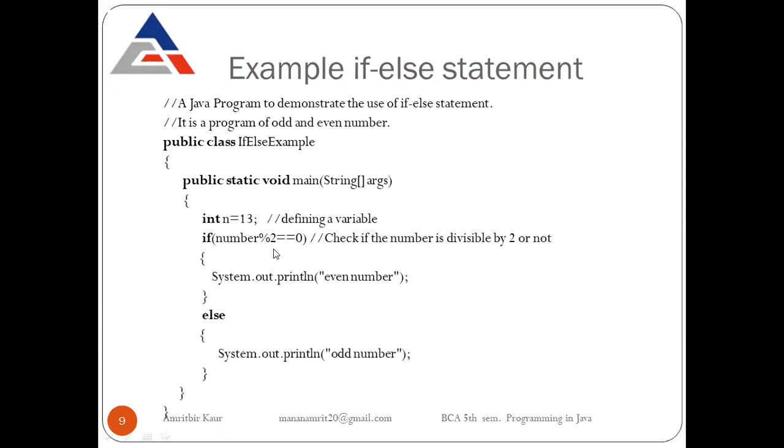If the condition is false, then else block will be executed. So in else block we want to display it is odd number. So here condition will be false. That's why else block will be executed, because 13 is not an even number. Its remainder will be 1, that is not equal to 0.